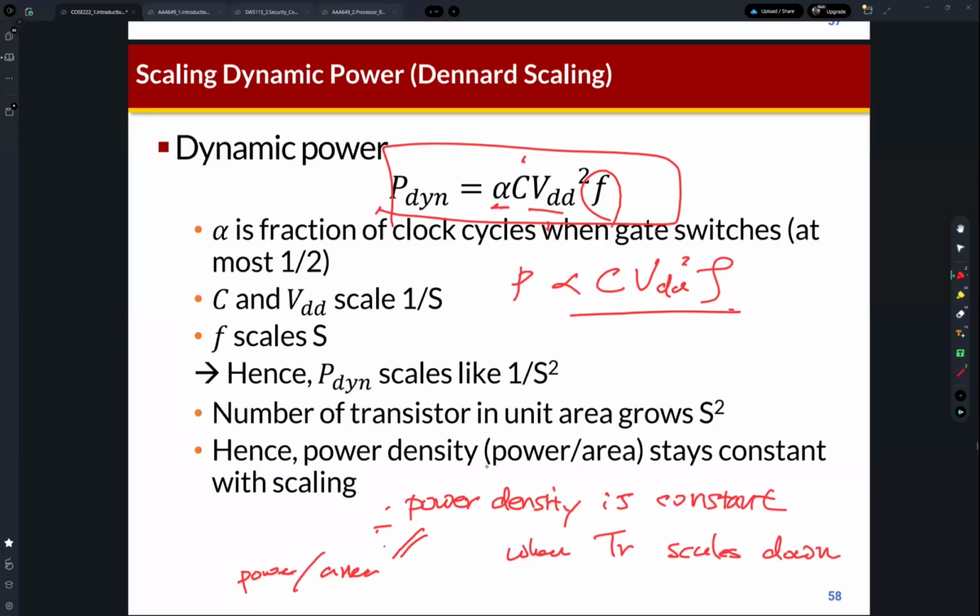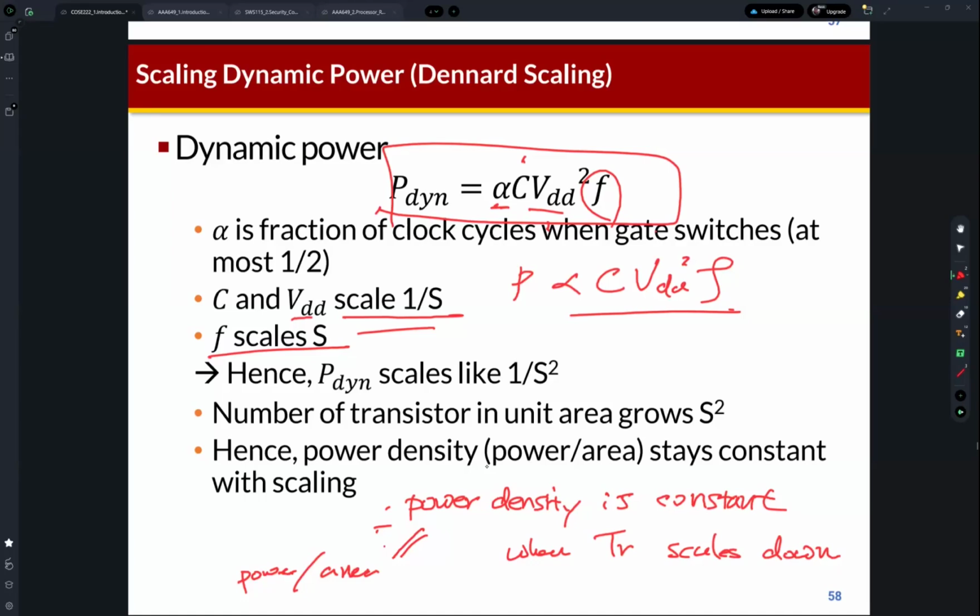And then when we reduce the size of the transistor by S, then C and VDD are also reduced like this. So I mentioned that traditionally, in the old generation, when we reduce the size of the transistor, we can reduce the supply voltage level. And then we can also increase the frequency. So in order to increase the performance, we can increase the frequency.